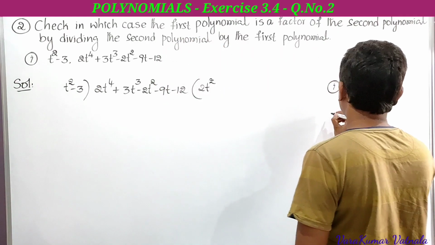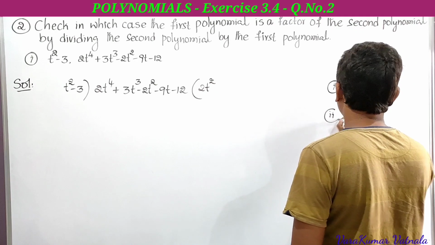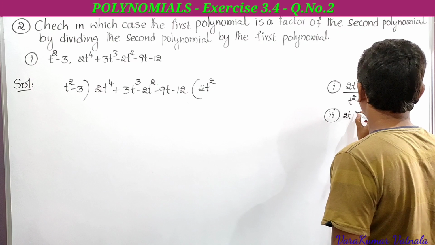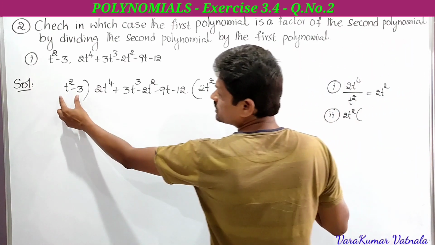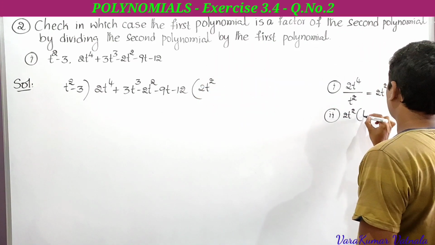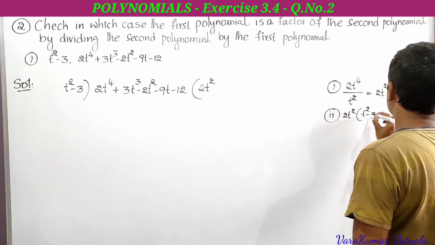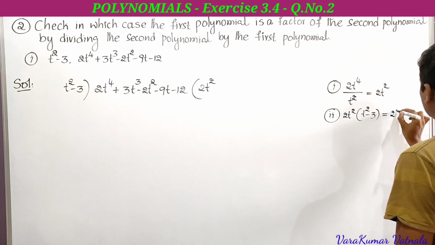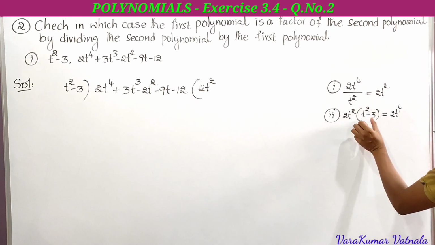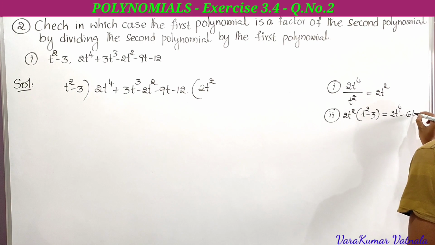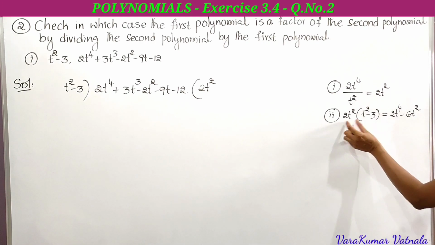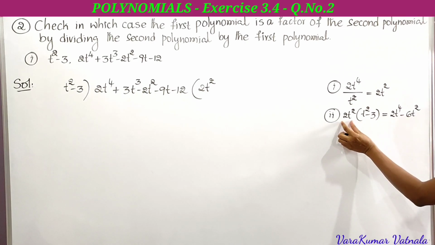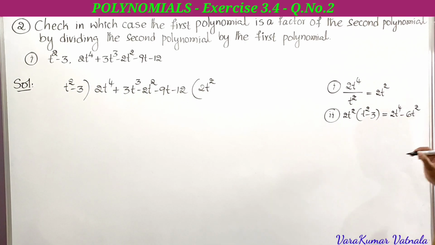In the second step, multiply the divisor with 2t square. That is 2t square into the divisor, t square minus 3. Multiply these two. 2t square into t square is 2t to the power 4, and 2t square into minus 3 is minus 6t square. So we just have to multiply.